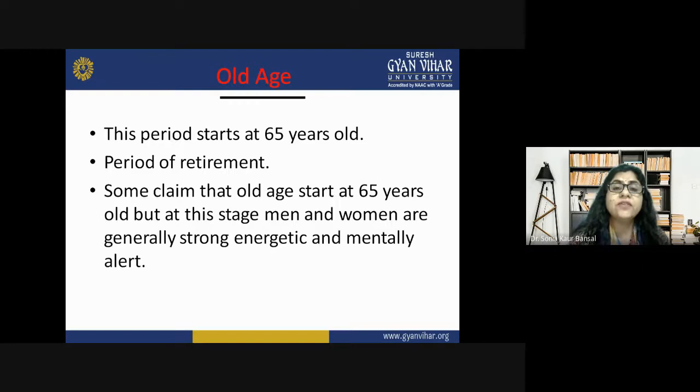Still we can believe that there are many old people who are learning better than the youngsters, whether from the technological point of view or otherwise. So old age starts at 65 years. At this stage, men and women are generally strong, they want to live life in a different way. Mentally they are more and more alert, and they are giving their experiences to the next generations and youngsters also.